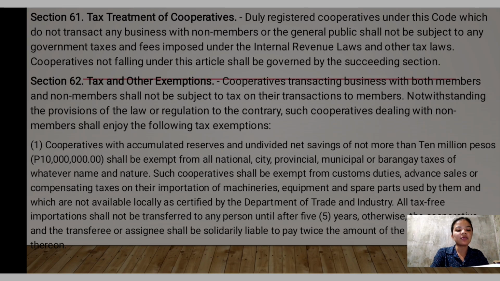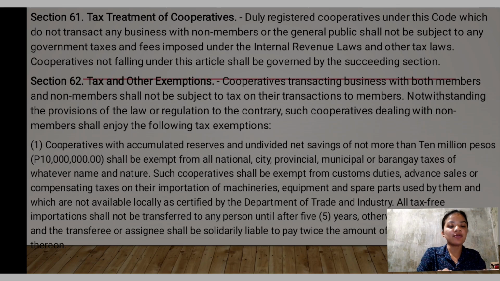Second, the cooperatives that do engage in business with non-members or the public, or do not meet the above criteria, will be subject to the tax regulation outlined in the following section. And this provision incentivizes cooperatives to focus on serving their members by offering tax exemptions if they do not engage in external business activities.